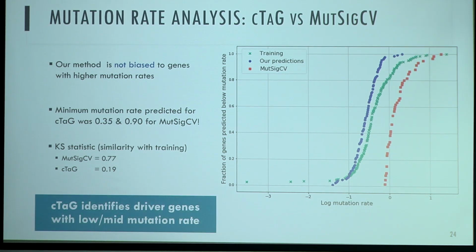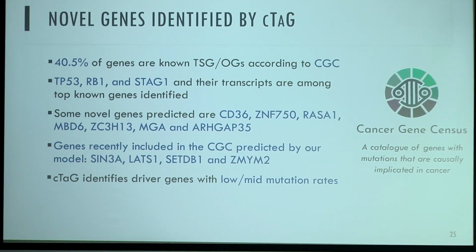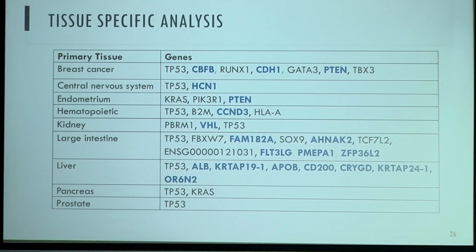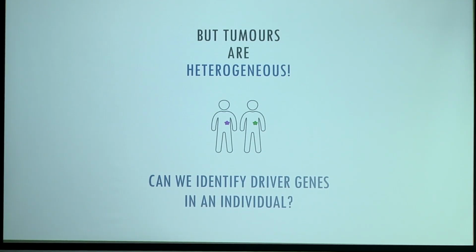With this, let me just move on. I'll skip some of this. Essentially, we identify new pan-cancer and tissue-specific driver genes, and lots of tissue-specific predictions were also made. But the big question is that tumors are very heterogeneous. Can you identify driver genes in an individual person?